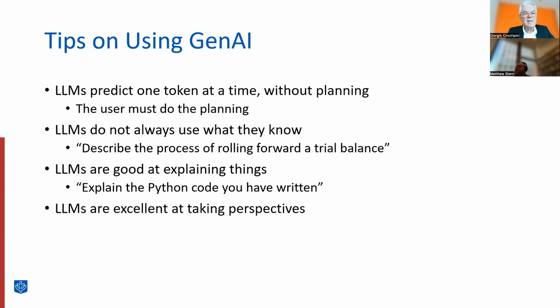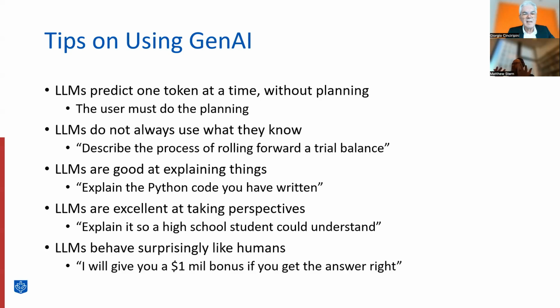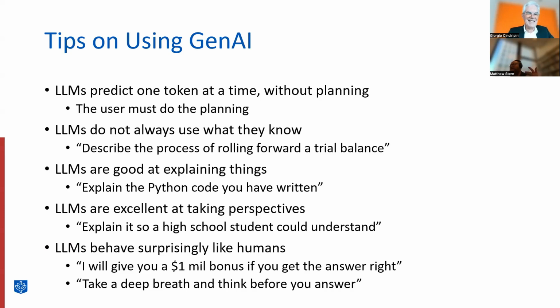They're great at taking perspectives. And I went over those examples too, like explain it like a high school kid, so a high school student could understand. And they also behave surprisingly like humans. It turns out if you offer a large language model a bonus, it will do better. The performance will go up. And in fact, this is kind of a creepy example. There's a conference paper that told LLMs to take a deep breath and think before they answered, and the accuracy went up, which is eerily similar to maybe what a human might do, right?